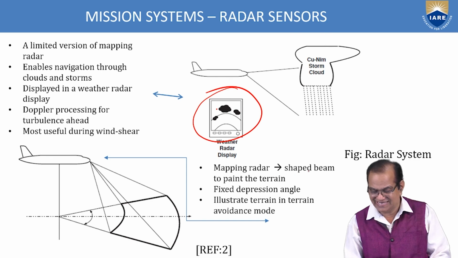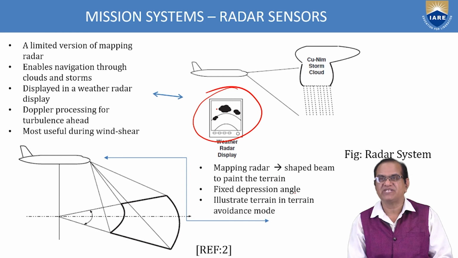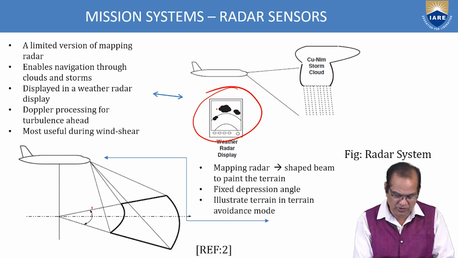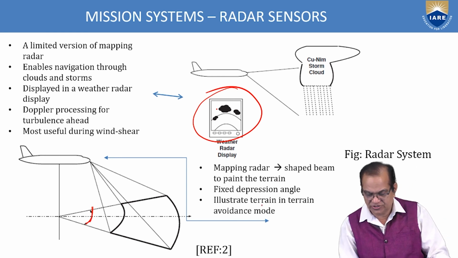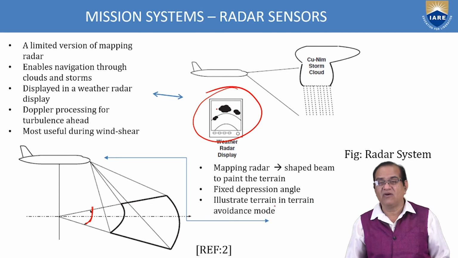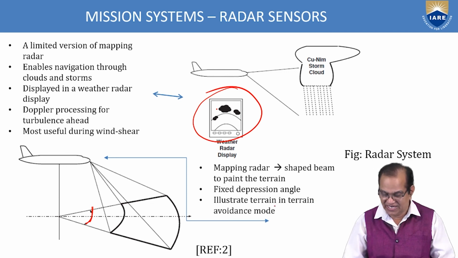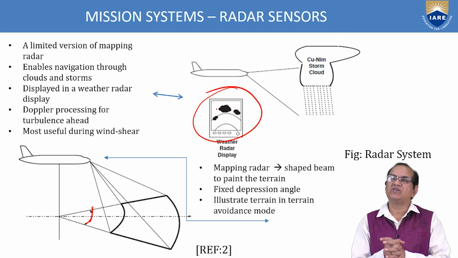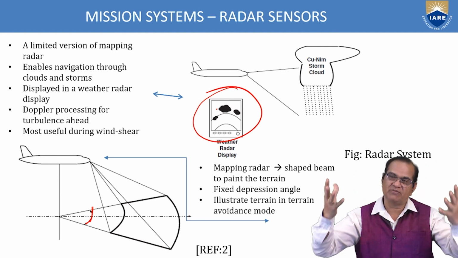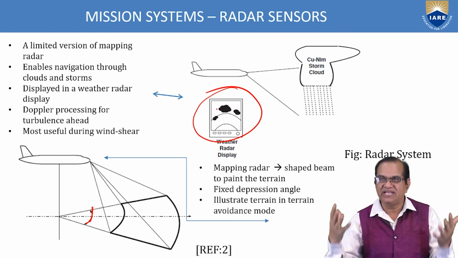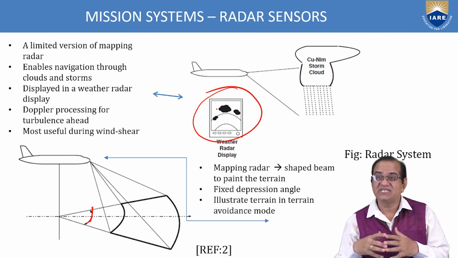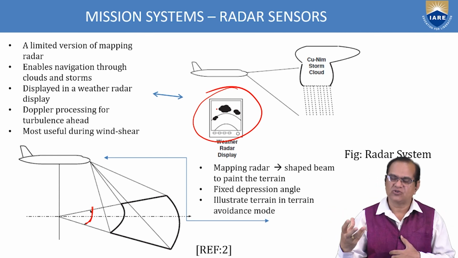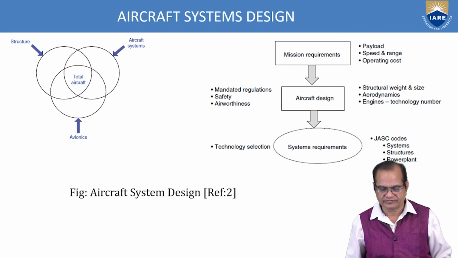Mapping radar, it shapes the beam to paint the terrain. Fixed depression angle, this you can see. Okay, this is the angle here. Illustrate terrain in terrain avoidance mode. So if terrain is there, it will also show how much distance some disturbance is there, any cloud is there, any rain is there. Even disturbance like high wind can also be measured.